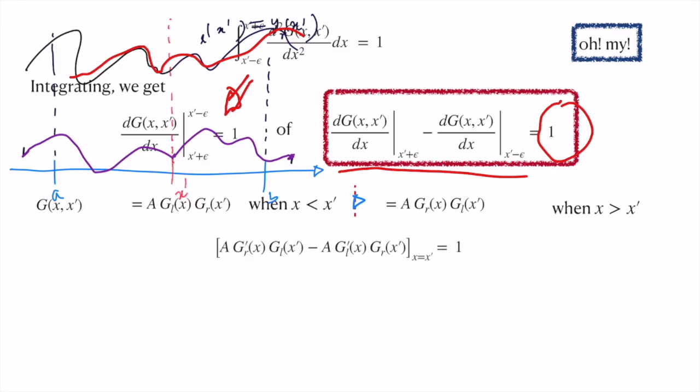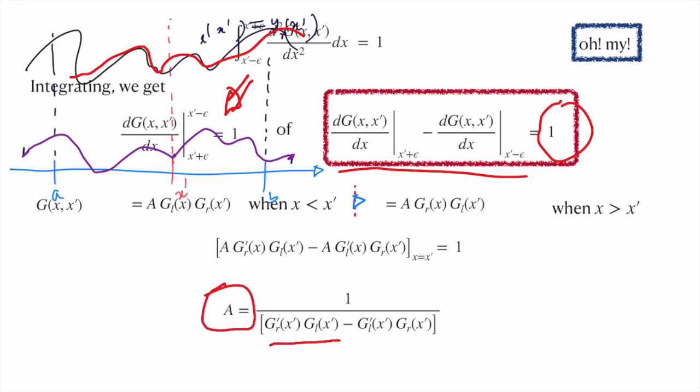So we substitute this directly, and what we get is a into g prime r of x into g l of x prime minus a into g prime of l of x into g r of x prime, evaluated at x is equal to x prime, should be equal to 1 because of the discontinuity. We can pull the common term out and write the equation to evaluate constant a in terms of the derivative of the Green's function at x is equal to x prime.